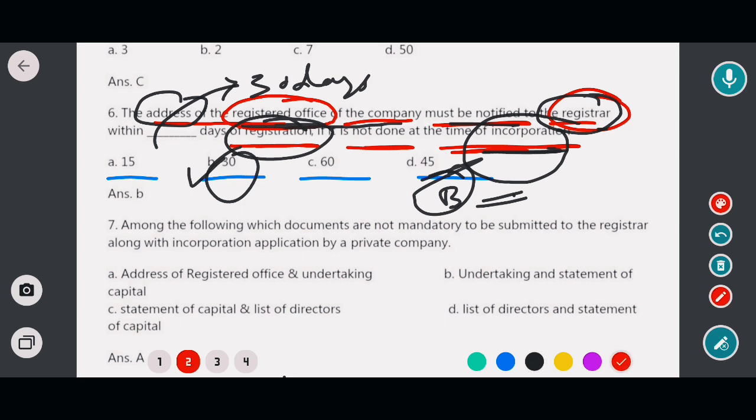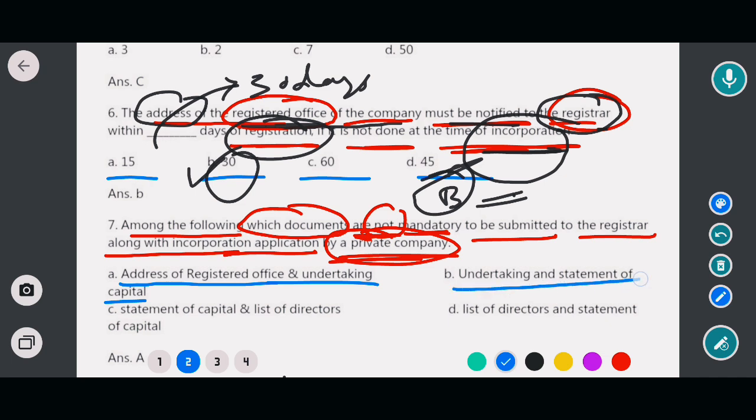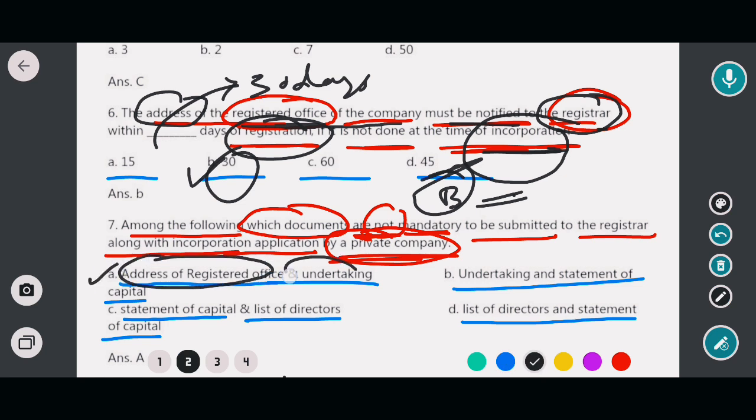Next question is: among the following, which documents are not mandatory to be submitted to the registrar along with the incorporation application by a private company? The options are: option A, address of registered office and undertaking; option B, undertaking and the statement of capital; option C, list of directors and the statement of capital. In this case the correct option would be option A, that means address of registered office and undertaking.